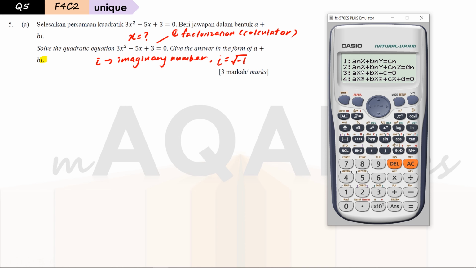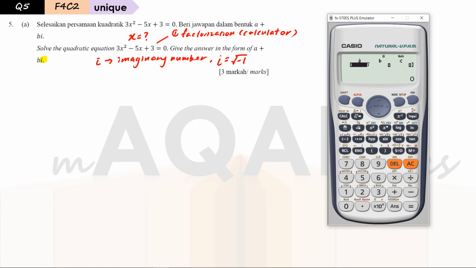You can see that the power here, the x power here is 2. So we're going to press 3. Okay, and then it asks you to fill in the values of a, b, and c. So the value of a here, we can go back to this equation. a here is the value of x squared, which is 3. b would be the value of x, which is negative 5. And c would be the value which does not have x, which is 3.